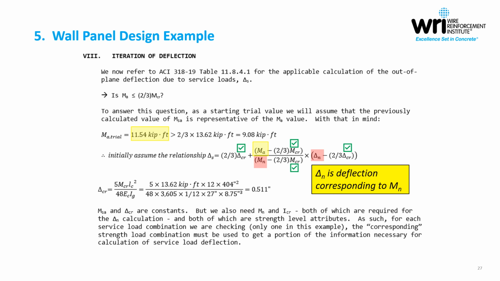In the equation, note that the green checks indicate known values. First, the out-of-plane deflection, which is delta sub CR, that corresponds to the cracking moment, and of course the cracking moment M sub CR itself, which was calculated previously. Delta sub CR calculation, which is shown here, is a function of the cracking moment and gross section properties. So, this is our trial value M sub A, 11.54 kip feet, which we calculated earlier, and this is our delta sub S service level deflection equation that we'll be running through. Again, delta sub N is the deflection that corresponds to M sub N.